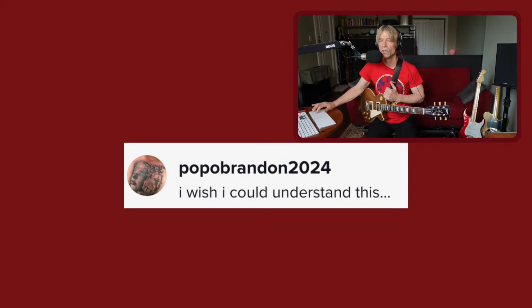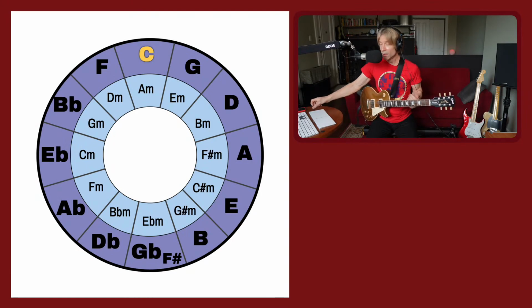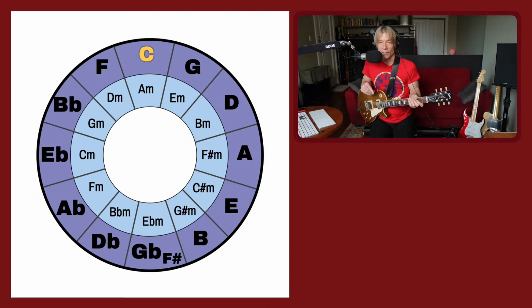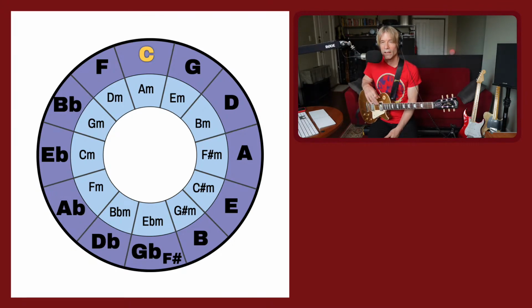So I wish I could understand this. So what I'm going to do for Popo here is I'm going to go back to the Circle of Fifths here. A lot of people are really just confused about this Circle of Fifths, but really it is exactly what it says it is. It's a circle, and it's of fifths. So in that circle, going clockwise, all those notes are a fifth apart from each other. Hence the name Circle of Fifths. So if you look at it clockwise, C to G is a fifth, G to D is a fifth, D to A is a fifth. What do I mean by fifth?